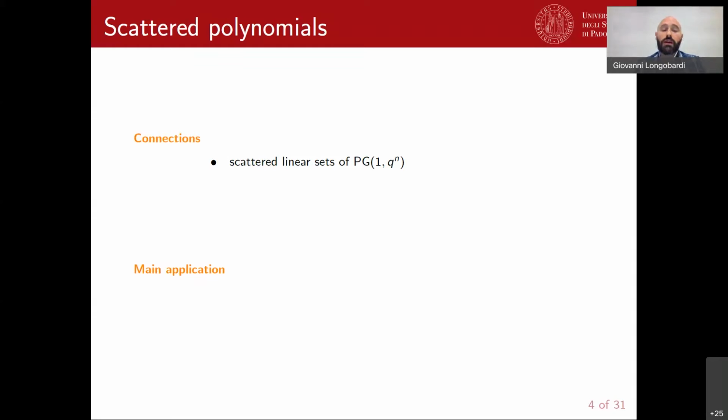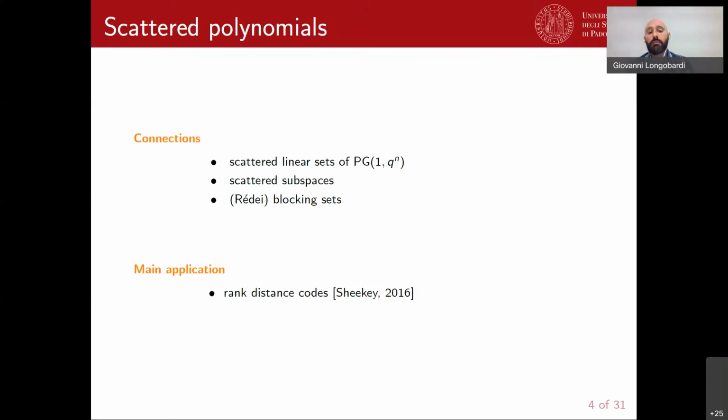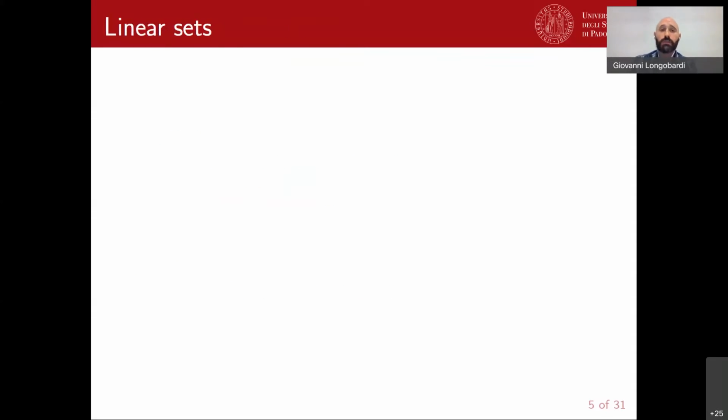Among the connections, we have the scattered linearized sets of the projective line, scattered subspaces inside a projective space, and blocking sets inside a projective plane. The main application, found by Sheekey in 2016, is the application in rank distance codes. Now I have to introduce here the geometrical objects, the linear sets.